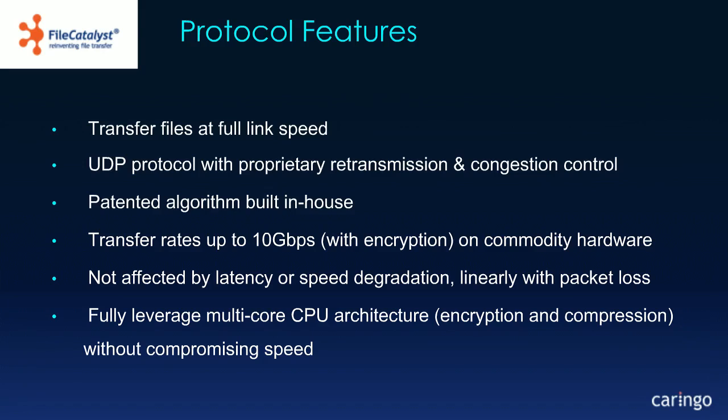We offer features like encryption to make sure the files are encrypted end-to-end, as well as compression if your files are compressible, without compromising speed. What this means is that we recommend a multi-core CPU architecture, and we can leverage multiple cores for different features and functionality in addition to file transfer.